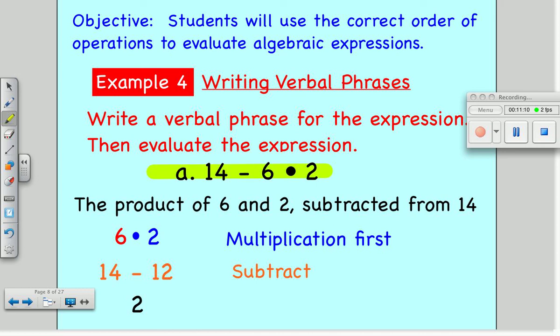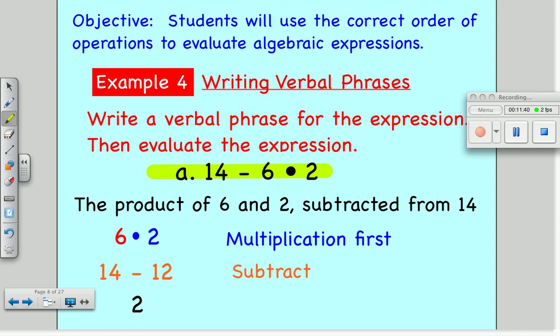You should have said multiplication, right? Since I do the multiplication first, that's what I have to say first when I'm creating a verbal phrase to go with that expression. A verbal phrase means something I say. So I can't say here the difference of 14 and 6 and the product times 2. No, that doesn't work because that's not what you do first.